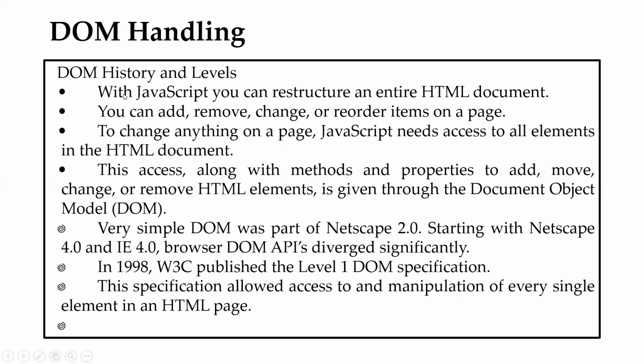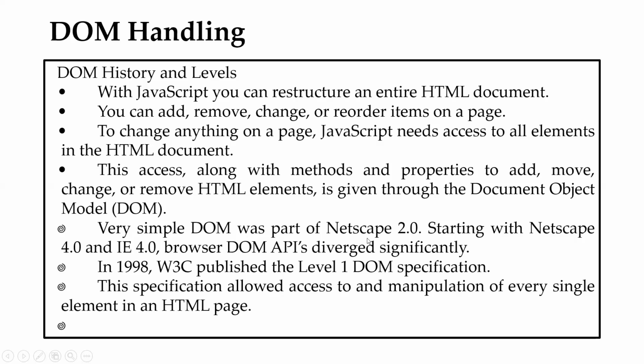With JavaScript, you can restructure and change the content of the document or part of the document. We can remove an element, remove text, change the color, and reorder the items on the page. To change anything on a page, JavaScript needs access to all elements in the HTML document. This access, along with the methods and properties to add, move, change, and remove HTML elements, is given by the DOM API.